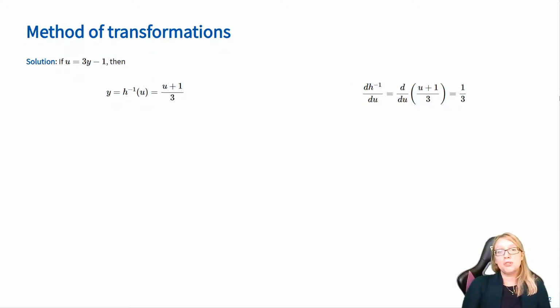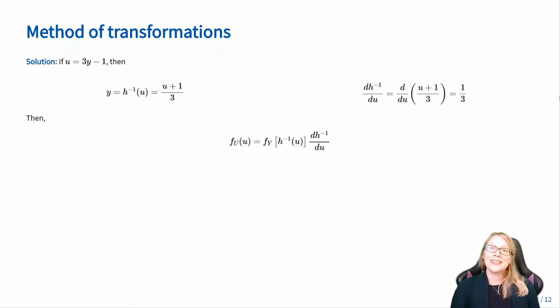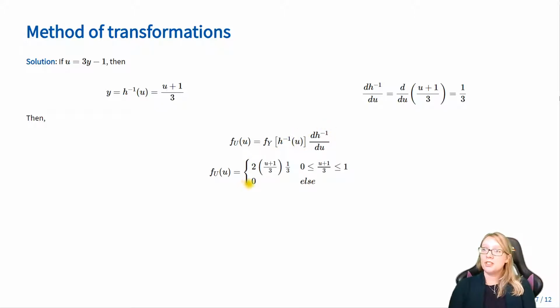So if U is equal to 3y minus 1, the inverse function h inverse is (u plus 1) over 3. We need the derivative of h inverse, which is simply 1/3. Plugging things in, we'll have our PDF of y evaluated at the inverse function times the derivative. So we have 2 times (u plus 1) over 3 times 1/3, or 2/9 times (u plus 1). Last thing to do, transform the bounds. Pretty simple. So much, much faster than that method of distribution functions was.